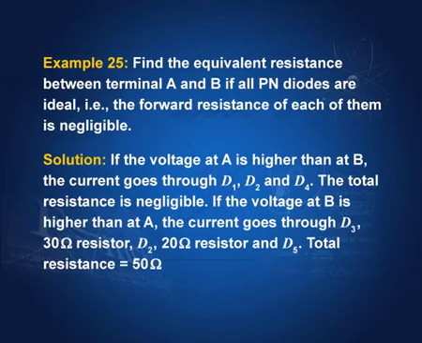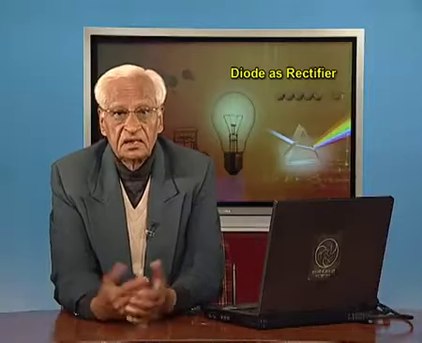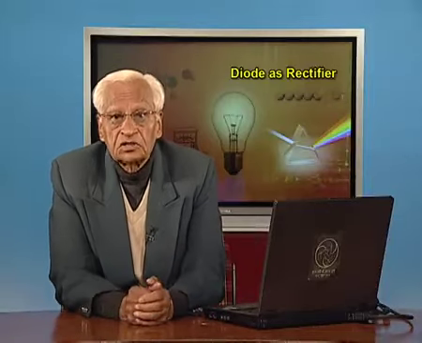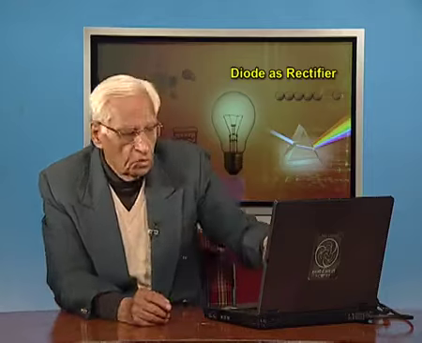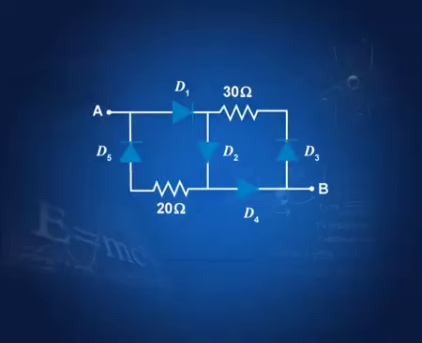Again let us take a circuit which has now D1, D2, D3, D4, D5, 5 diodes, and we want to find out the resistance between points A and B. We are not given whether A is at a higher voltage or whether B is at a higher voltage. So, we will have to take both the possibilities into account. Assume that A is at a higher voltage, then what happens? This will not conduct because A is at a higher voltage, this will conduct, and this will not conduct, therefore, the current will not go through this, it will go through this and to B.